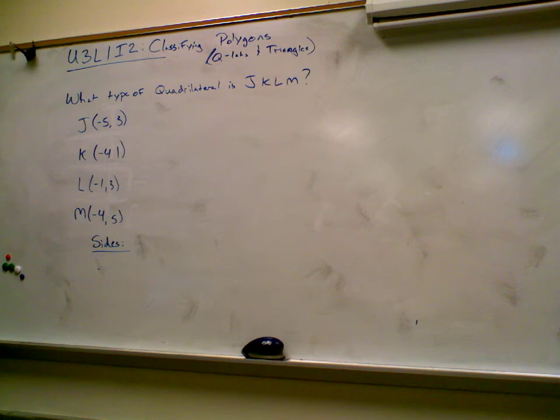So, we want to figure out what kind of quadrilateral this is. What are some quadrilaterals that it could be? Square. Rectangle. Rhombus. Kite. Parallelogram. Trapezoid. Isosceles trapezoid. Just a quadrilateral. Now, how are we going to tell the difference?